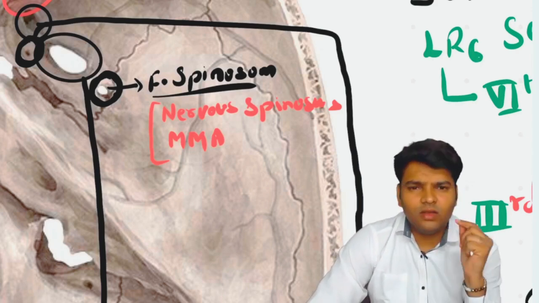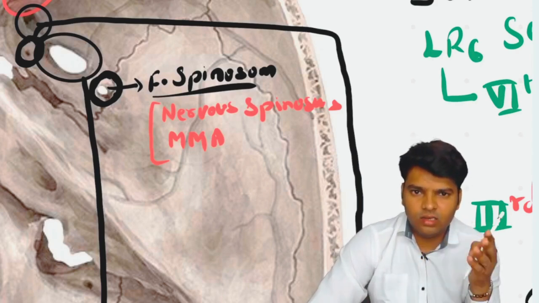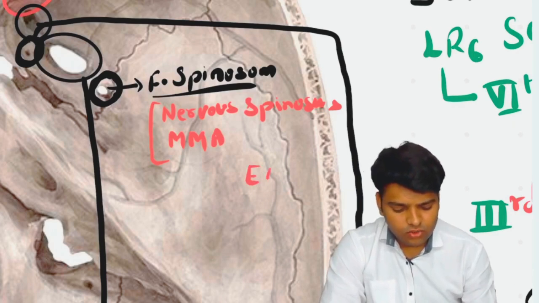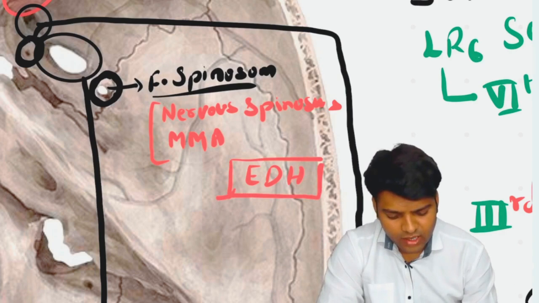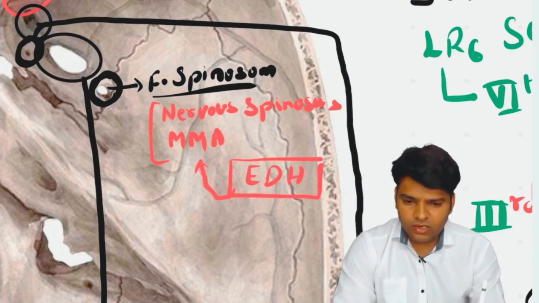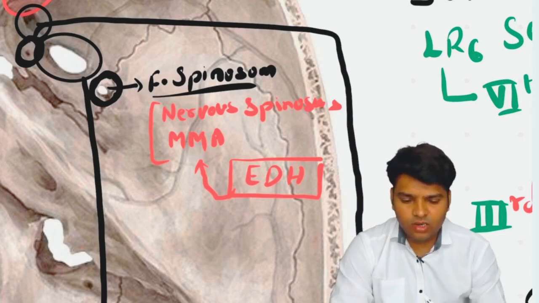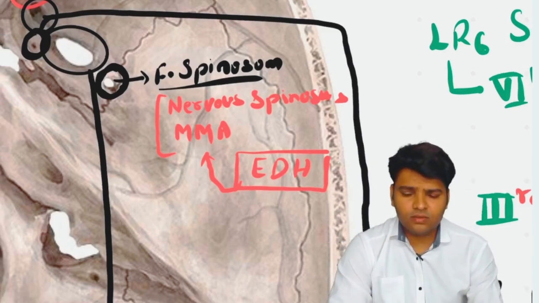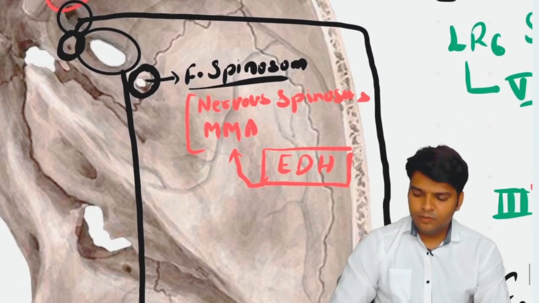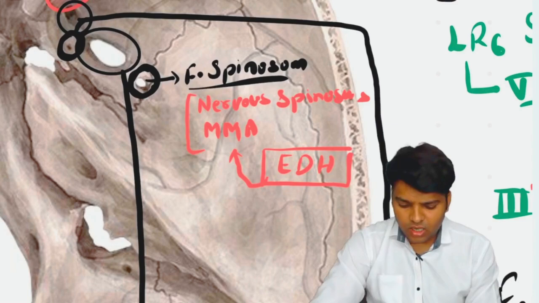Okay, so there is one MCQ the examiner can ask you: which artery is responsible for producing the EDH, extradural hemorrhage, or epidural hemorrhage? So the middle meningeal artery, when it is ruptured, produces the extradural or epidural hemorrhage. Okay, and after that I will tell you about the subdural hemorrhage in the next topic, but before that you should understand this.